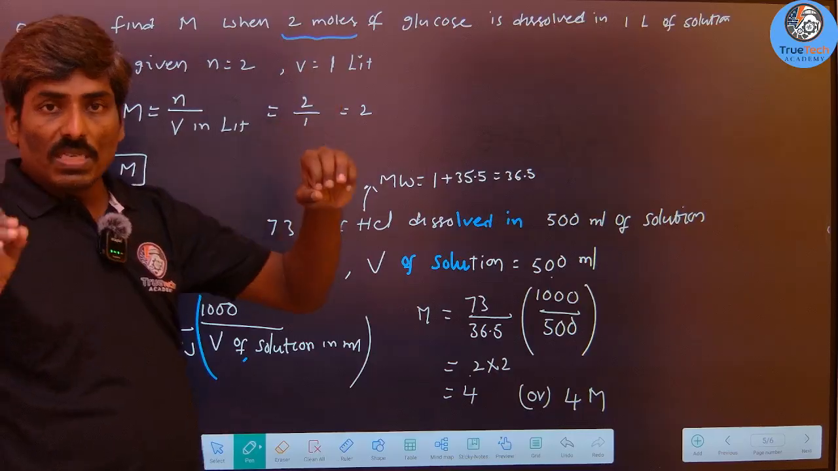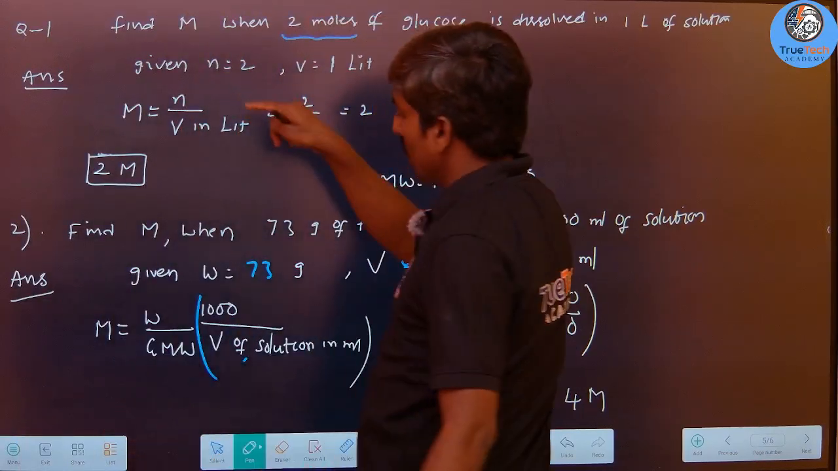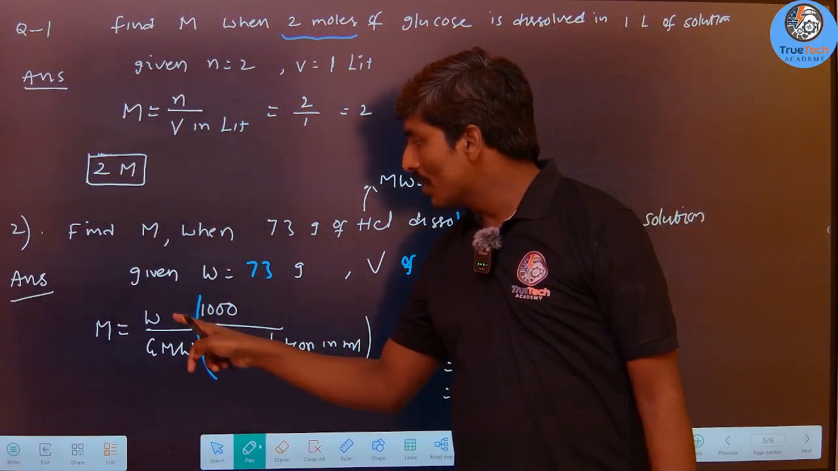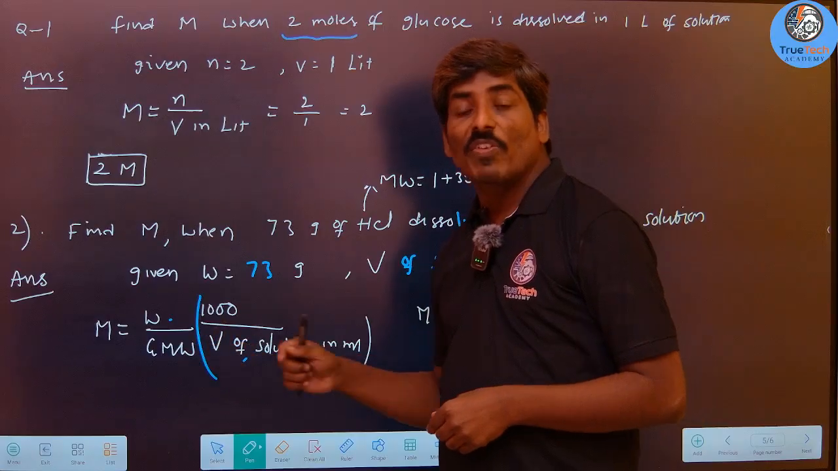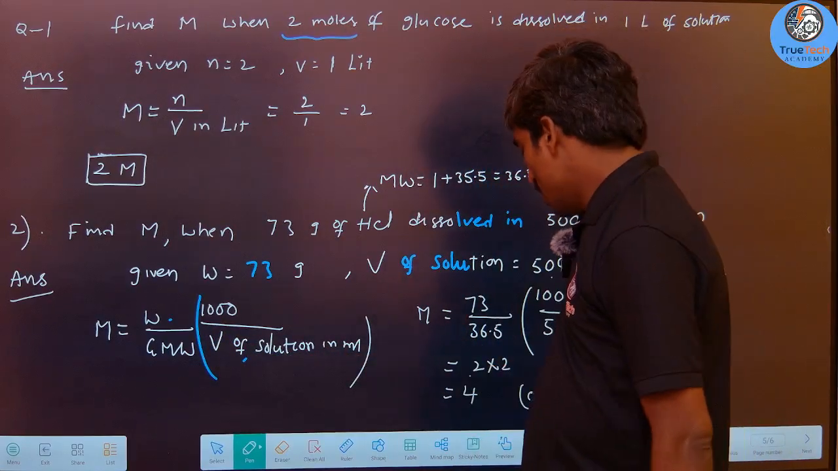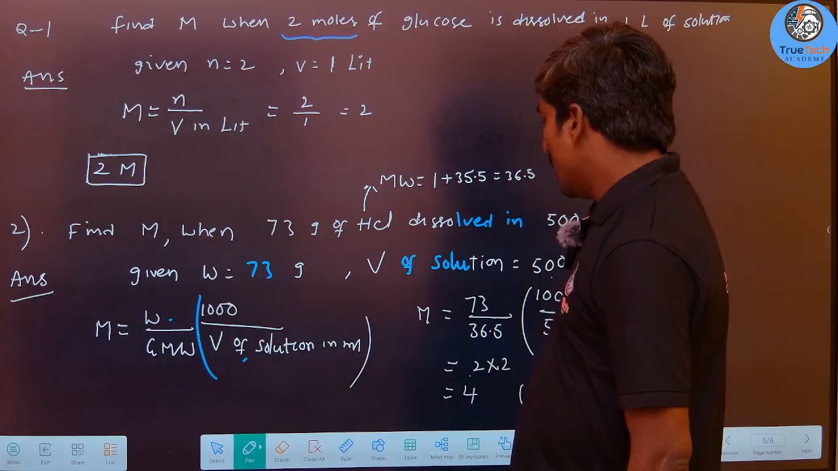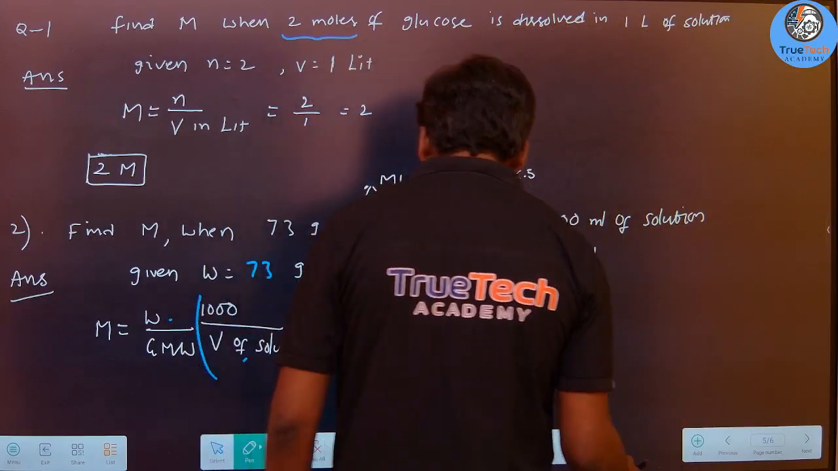If the given information is moles, simply use n. If the given information is in terms of weight, use the formula which contains weight terms. So this is how molarity is calculated. We will go to the next.